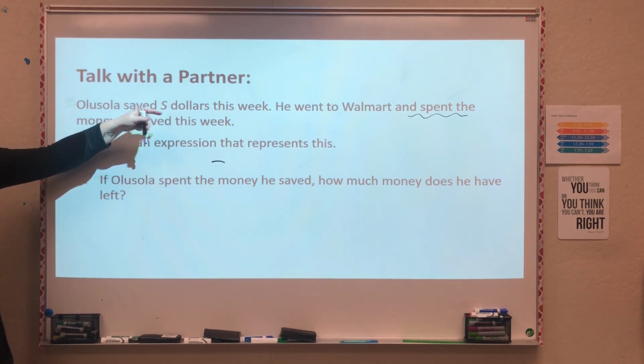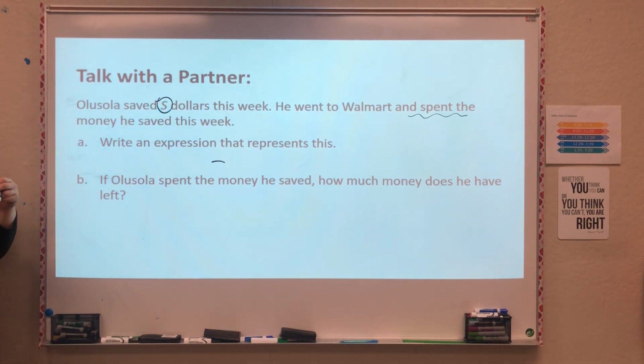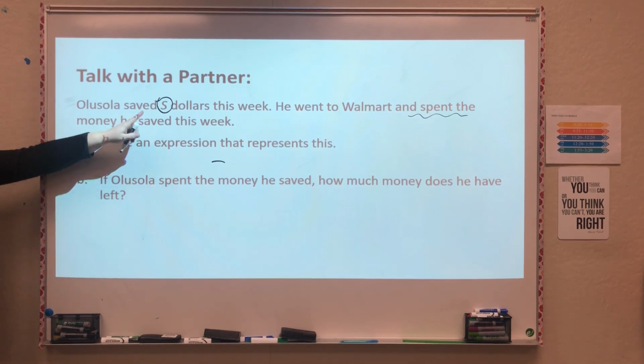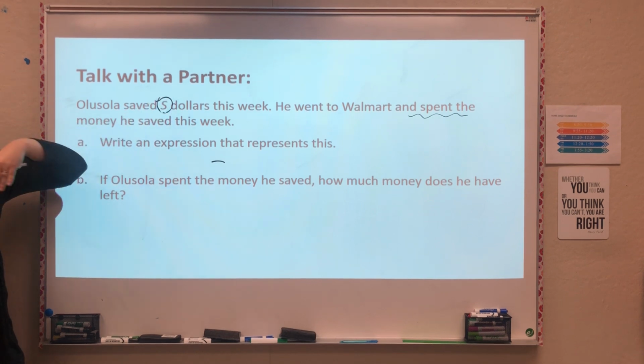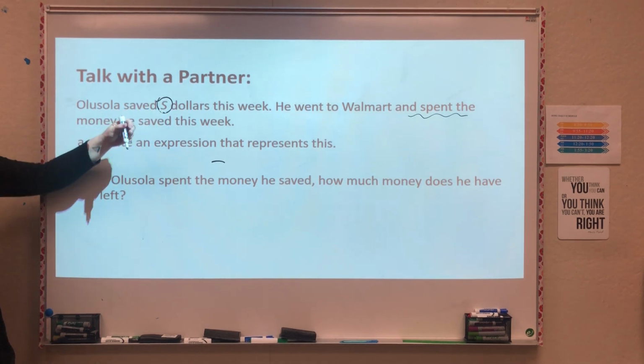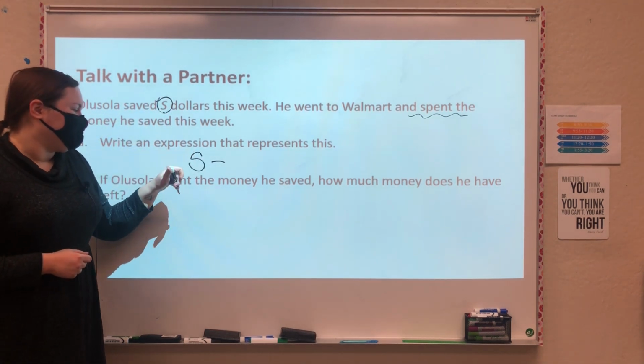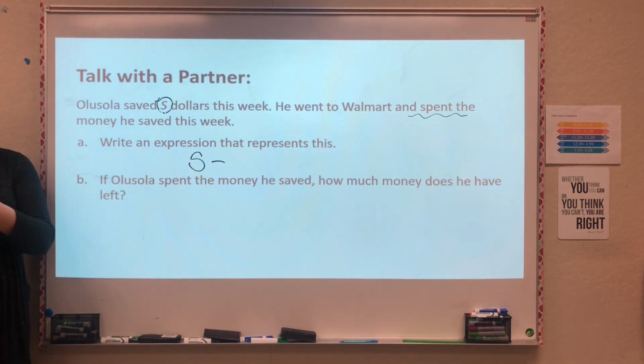Yeah. It tells us already that we're going to use S for that money he saved, so we don't need to worry about defining a variable. This is an example of a problem where they give you a variable. If they give you the variable, we've got to use the one they're giving us. If they hadn't done this, you could pick whatever letter you want. But because they gave us S, we're going to start with S. So S represents the money he saved.